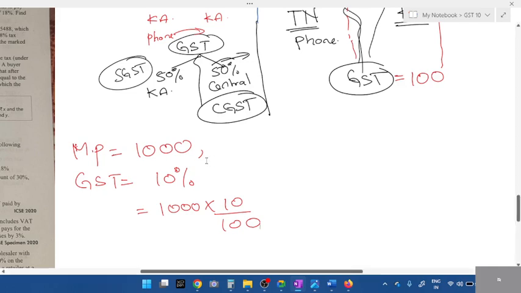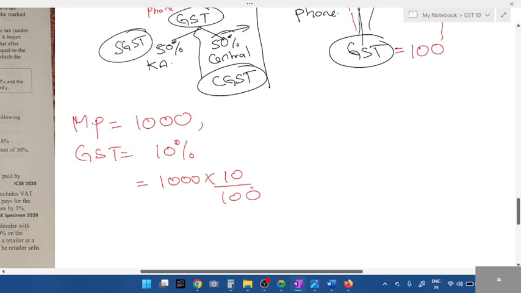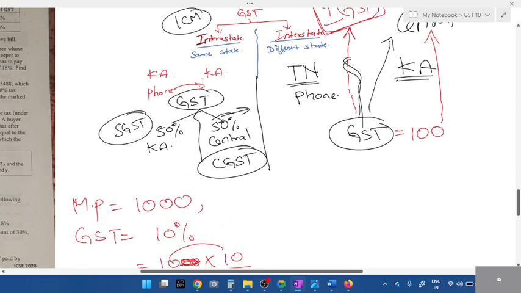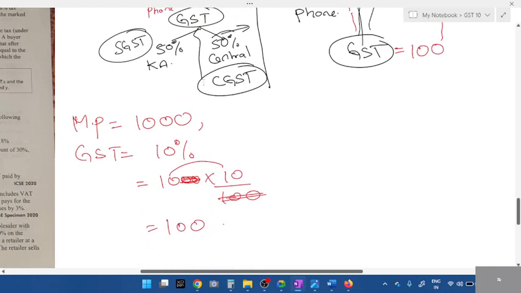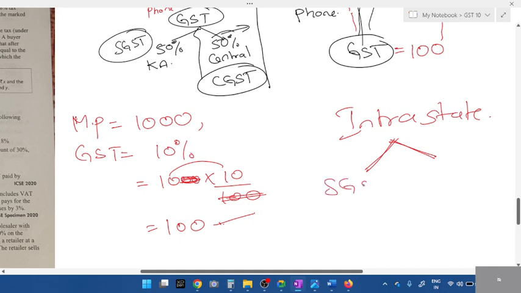Okay, see, we are not calculating the cost price, students, only GST. So how do you calculate GST? Two zeros get cancelled. What is 10 into 10? 100. So if it is intrastate, what do you mean by intrastate? Same state or different state transaction? Same state. Now this 100, students, will get split into how many parts, I told you? Two parts. What are the two parts? SGST and CGST.